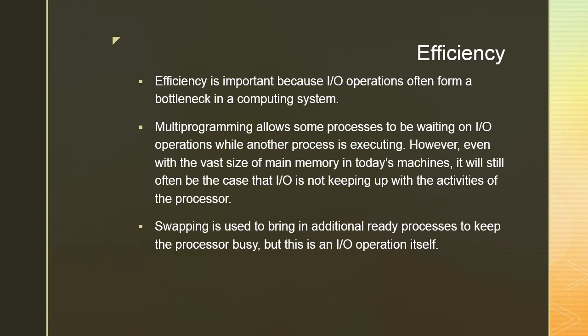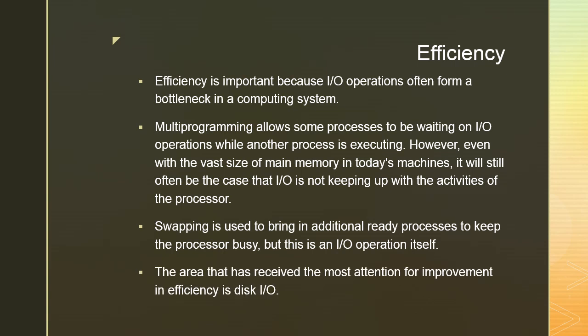Swapping is used to bring in additional ready processes to keep the processor busy, but this is an IO operation itself. A major effort in IO design has been schemes for improving the efficiency of IO. The area that has received the most attention is disk IO.